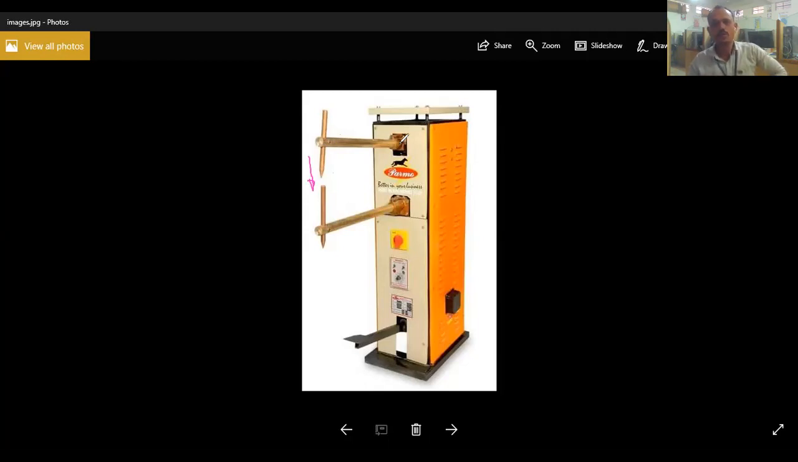Current will flow from this upper arm to the upper electrode, and from the upper electrode to the lower electrode, and again to the transformer. Okay, this is one circuit. So if there is no change in material, that is copper. Copper is a very good conductor of electricity. Correct?